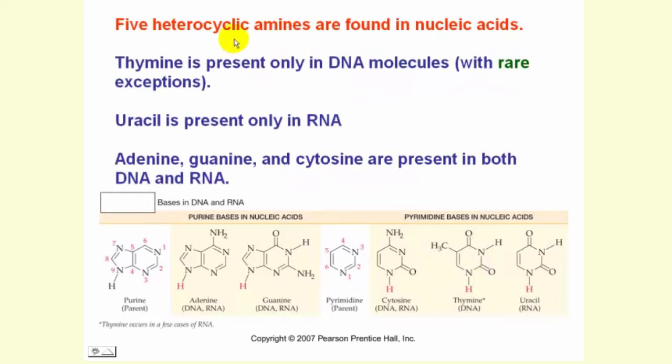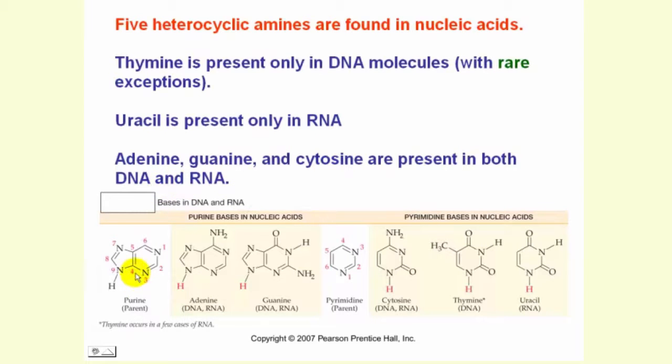Let's take a look at the heterocyclic amines that are found in nucleic acids. Again, as I said, thymine is present only in DNA. You will not find thymine in RNA. Again, like everything else in chemistry, though, there could be some rare exceptions. Uracil is only present in RNA, so you will not find uracil in DNA. Adenine, guanine, and cytosine are present in both DNA and RNA.